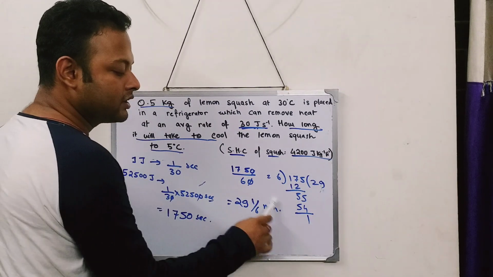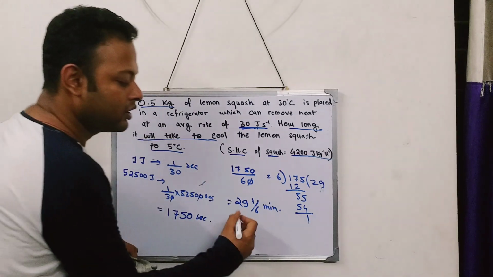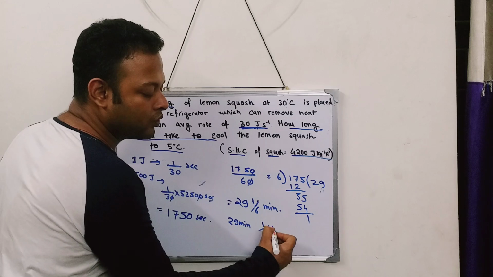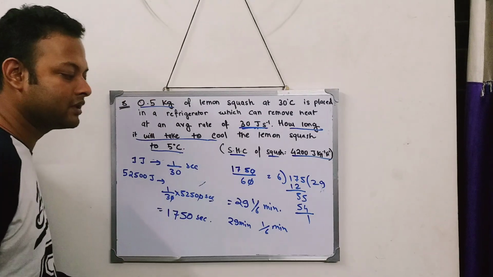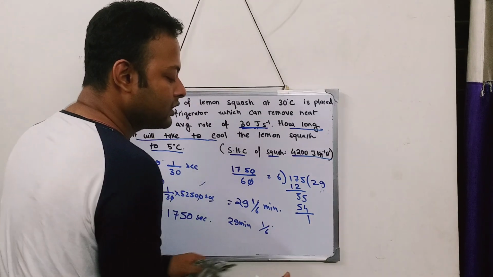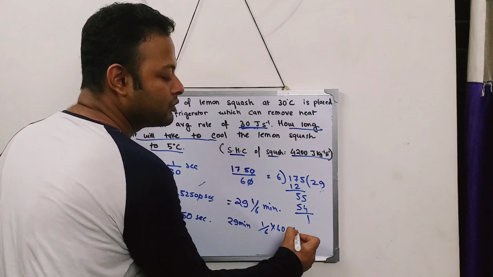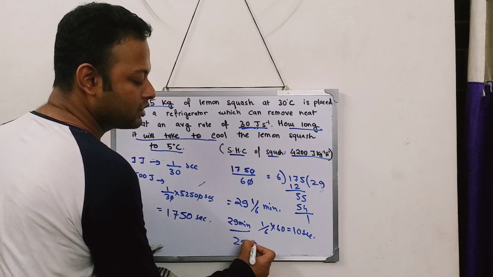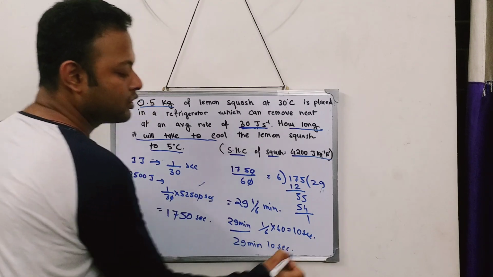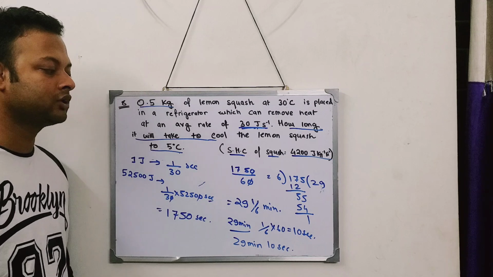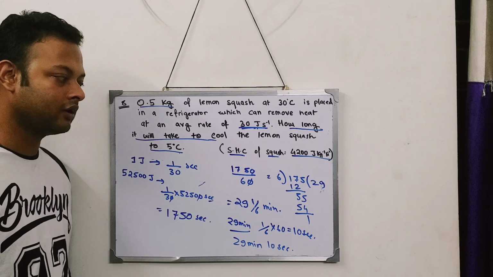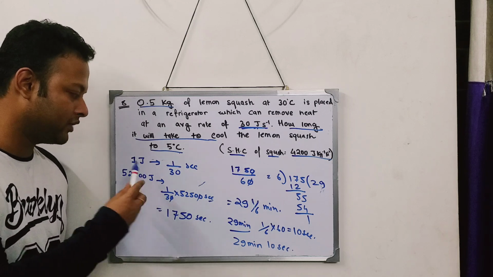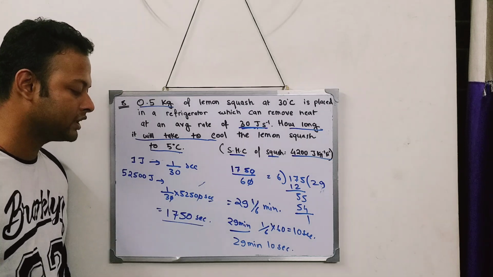And this 1 by 6 minutes can be converted into seconds. So 29 minutes and 1 by 6 minutes. What is 1 by 6 minutes? 1 by 6 into 60 gives you 10 seconds. So it becomes 29 minutes and 10 seconds to remove this much heat. Do you follow my point? So the time we got is 1750 seconds.